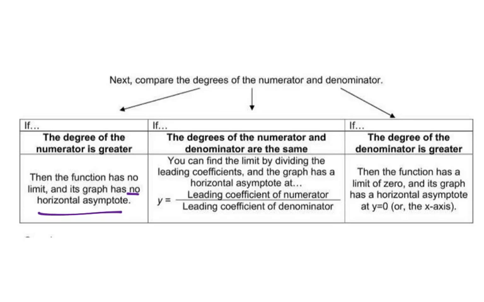If they are the same, then you're going to find your horizontal asymptote at the leading coefficient of the numerator over the leading coefficient of the denominator. Leading coefficient means the coefficient for the variable with the biggest exponent. It makes more sense when you see an actual problem, so hang with me. If the degree of the denominator is greater, then your horizontal asymptote is always going to be y equals 0. So, numerator's bigger, there's not one. Denominator's bigger, it's at y equals 0. If they're the same, you have to make a fraction.